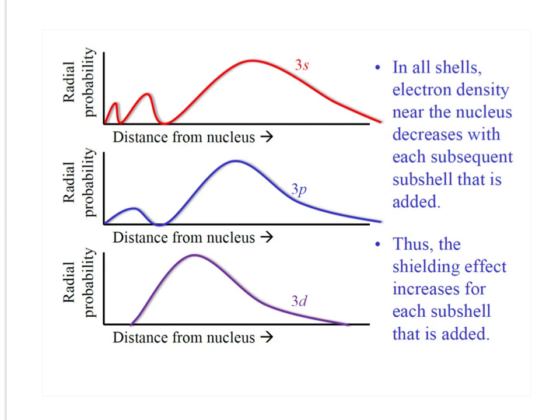So electron density close to the nucleus decreases for each subsequent subshell that is added to a shell. The decrease in electron density close to the nucleus increases the shielding effect. So you get that electron-electron repulsion from the electrons in the first and second shell. The increase in the shielding effect has a greater impact on the force of attraction than Coulomb's law when we are looking at subshells in a shell.